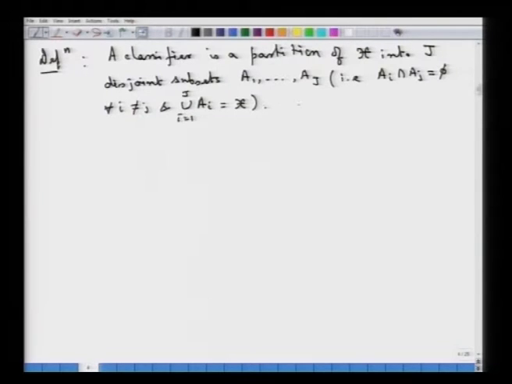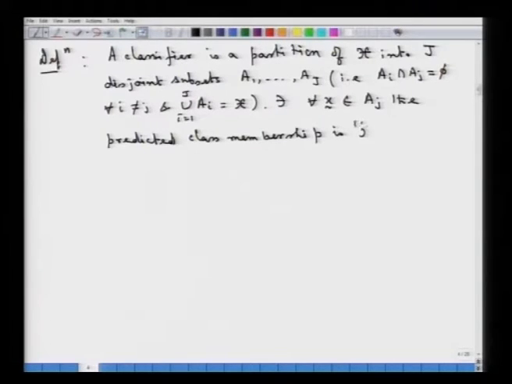So, it is through this particular partition such that for every x belonging to a particular Aj, the predicted class membership is this small j. This small j, of course, belongs to one of these numbers 1 up to capital J. So, this is how a classifier can alternatively be defined through the partition of this feature vector space.